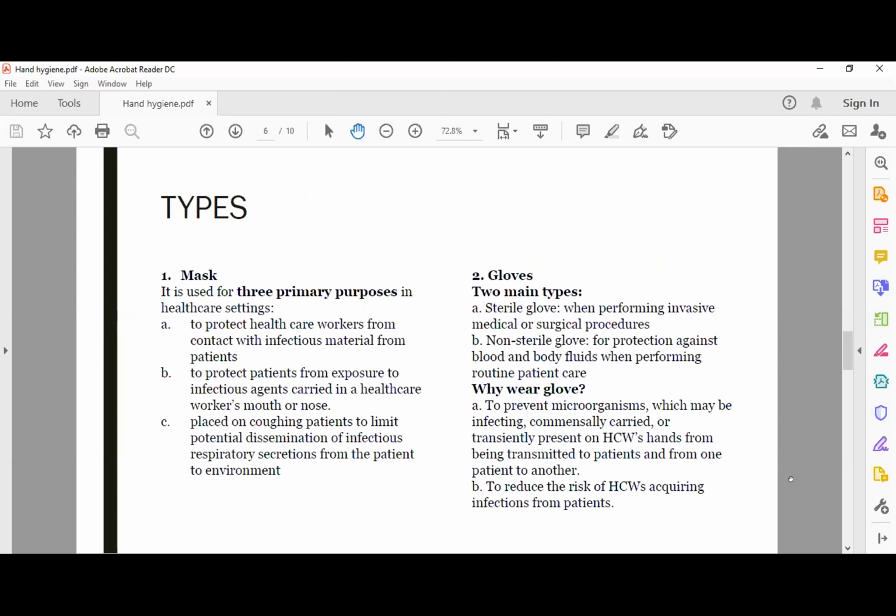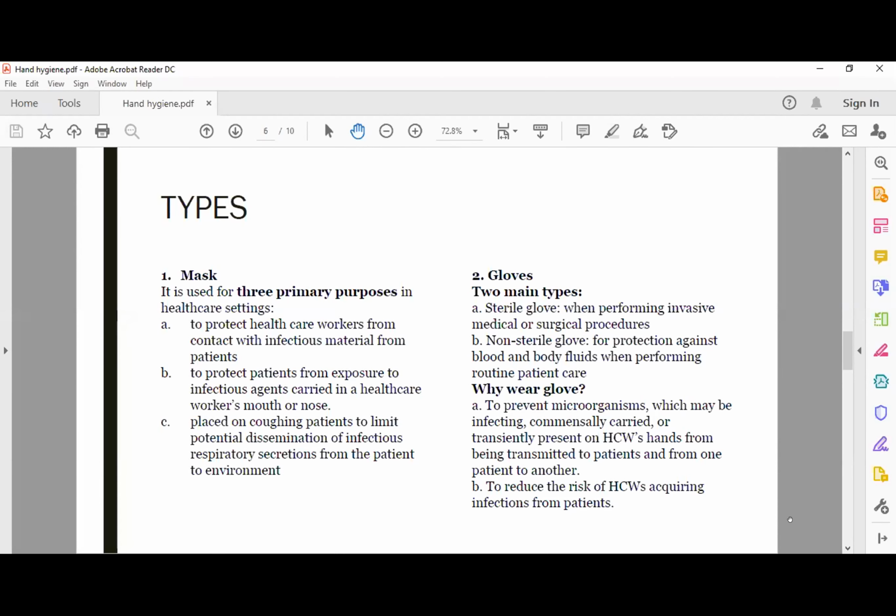So the next one is glove. There are also 2 types of glove, which are sterile, used when performing invasive medical or surgical procedures. The next one is non-sterile glove, used for protection against blood and body fluid when performing routine patient care. And why we have to wear gloves is to prevent microorganisms carried on the healthcare worker's hands from being transmitted to the patient and from one patient to another. It also reduces the risk of the healthcare worker acquiring infection from the patient.